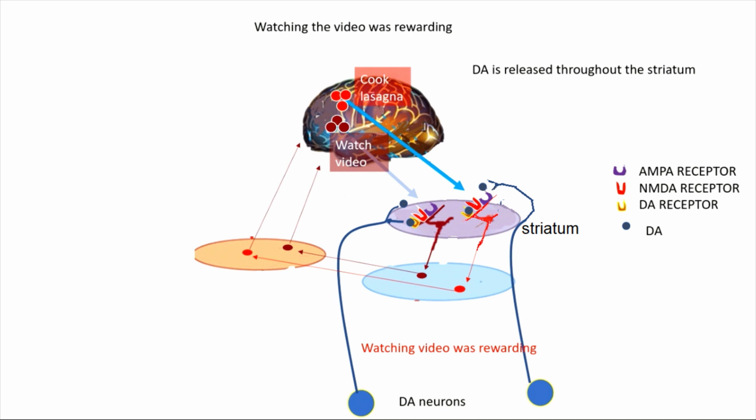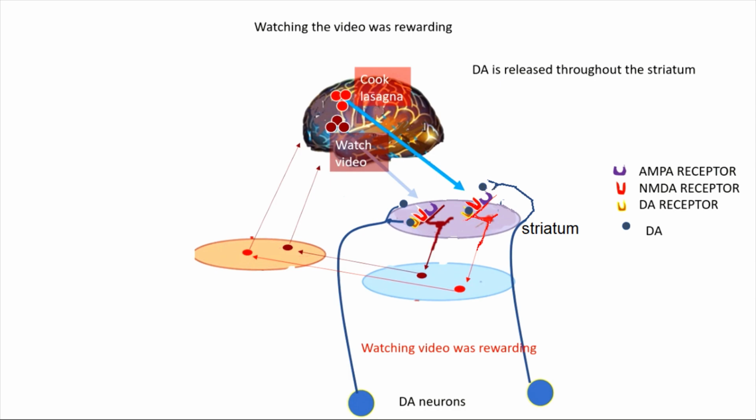Now, what you can see here is that I've got a dopamine release, if the video is rewarding. Well, that shouldn't be a surprise to you. In this case, which synapse strengthens? Well, let's see. If I'm watching the video and I'm getting dopamine, I guess it will be this one.